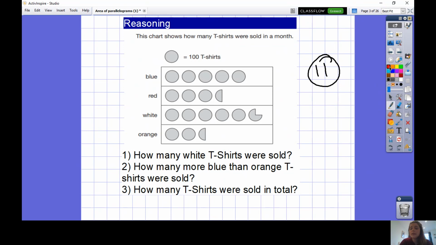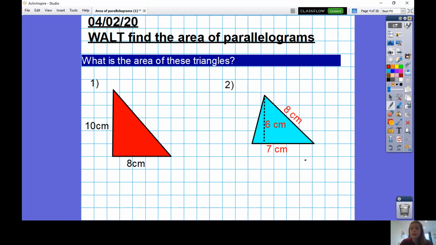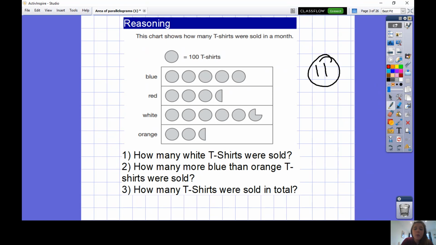Right, I'm going to go through these reasoning questions now, so please make sure you've had a go at solving them. How many white t-shirts were sold? We need to go to white and we need to count in 100s. 100, 200, 300, 400, 500. There are 500, and then what's 3/4 of 100? That's 75. 575.